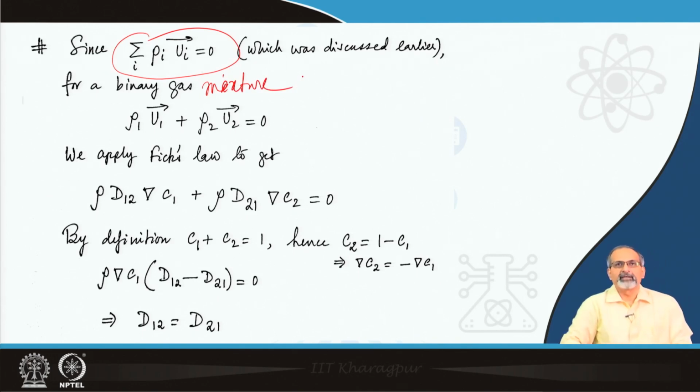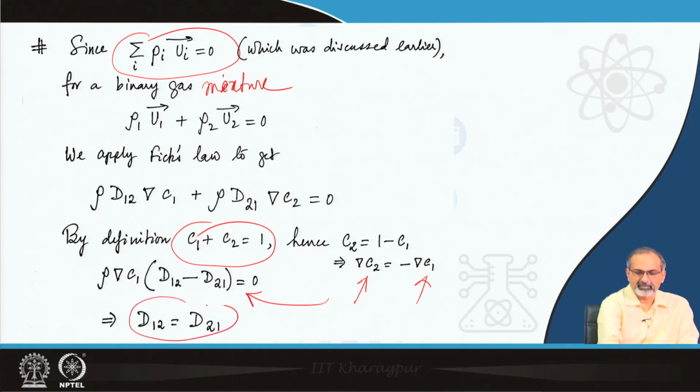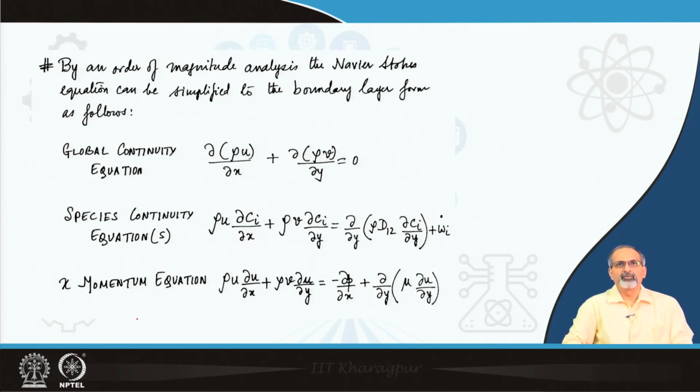then you will end up finding a relation like this, where one species stands for the lighter one, the other species for the heavier one, and then we apply Fick's law. By definition, C1 plus C2 should be 1, and therefore, if you apply a gradient operator to this equation, you find that they are connected through a negative sign. So, if that is substituted here, you end up getting this relation that the diffusion coefficients are equal to each other. So, with this finding, we move on to the boundary layer equations.